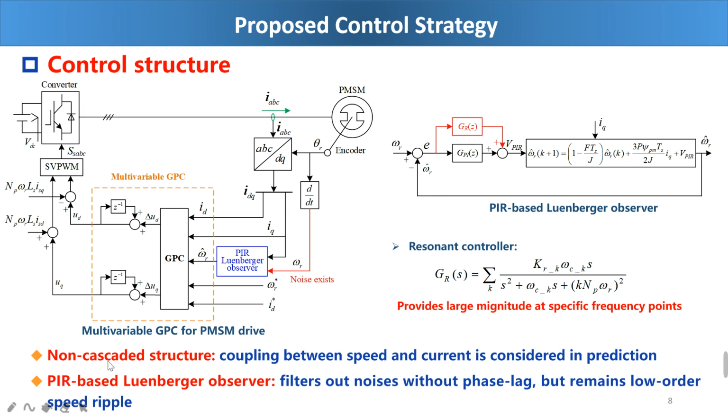With the non-cascaded structure, the coupling between the speed and current is better considered in the prediction. And the PIR-based Luenberger observer filters out the noises without phase lag, but remains the low-order speed ripple.